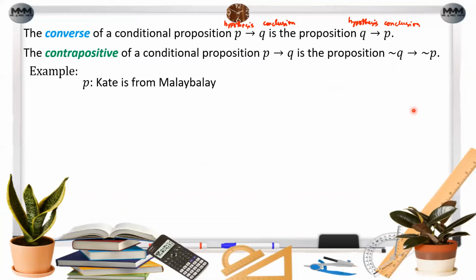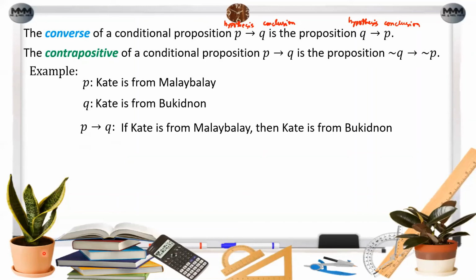So for example, let's consider a proposition P, which is Kate is from Malaybalay. And then our proposition Q is Kate is from Bukidnon. By the way, Bukidnon is a province, and Malaybalay is part of Bukidnon. Malaybalay is one of the cities of Bukidnon. So for the conditional proposition, P implies Q, or if P then Q, we can have this statement.